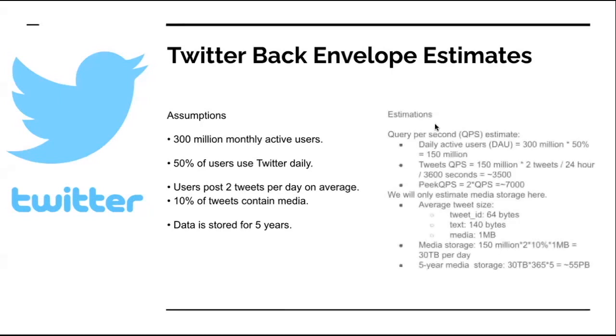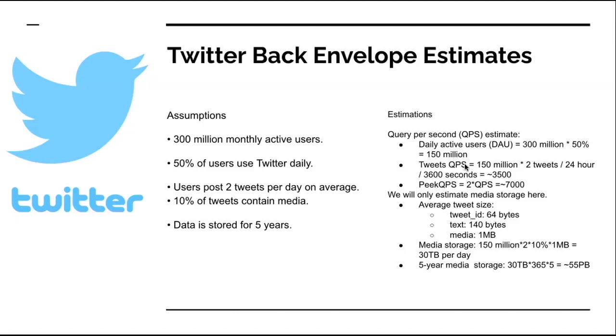So we can start with query per second, or QPS as we call it. We tell what the query per second data is that we are getting. We can start by calculating the daily active users. We know we have 300 million monthly active users, but only 50% of them use Twitter daily. That means daily active users are 150 million.